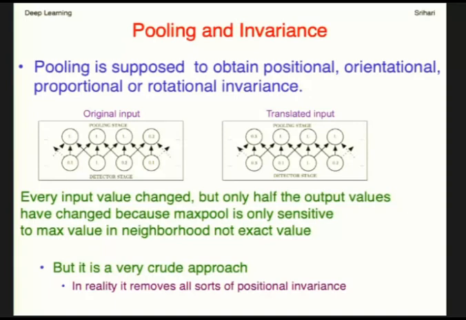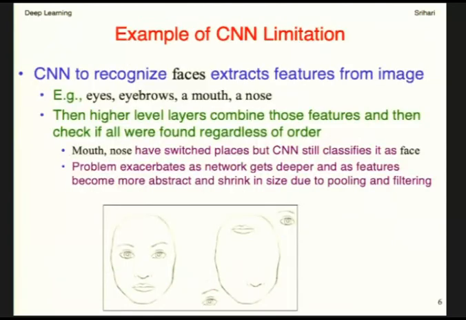But then we say, it's a very crude approach. It just relies on the fact that we moved it a little bit and the output changed more or less, and in reality it removes all sorts of positional information. So it's not a very nice approach. It does, to some extent, do something for free. Now here is a classic example of how a CNN can go really wrong.